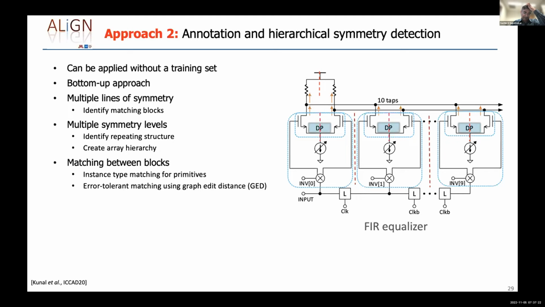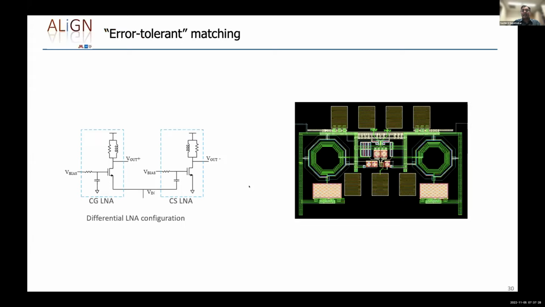I'll show you another example that illustrates this. There are times when you might want to perform approximate matching even here. So this is a picture of a differential LNA configuration. This uses a common gate structure. This uses a common source structure. When you lay these out, this is a manual layout. It actually is laid out very, very symmetrically. These two are symmetric with each other.